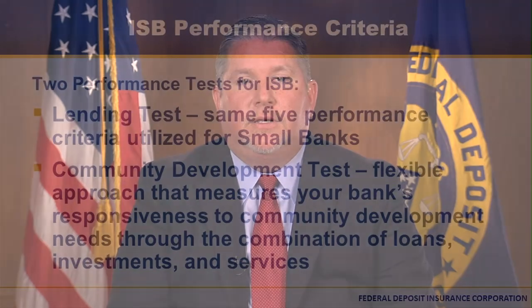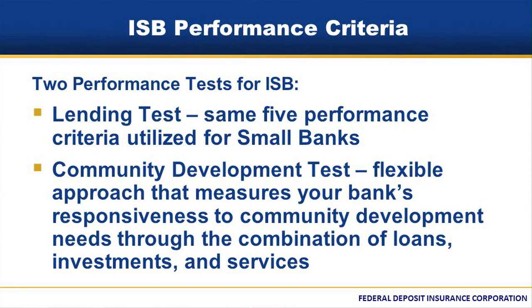What tests apply to an intermediate small bank? The FDIC will evaluate your bank's performance using a lending test and a community development test. The lending test measures the same 5 performance criteria as Raphael just covered for small banks. The community development test measures your bank's responsiveness to community development needs through the combination of loans, investments, and services. For any of these activities to qualify, it must have community development as its primary purpose.